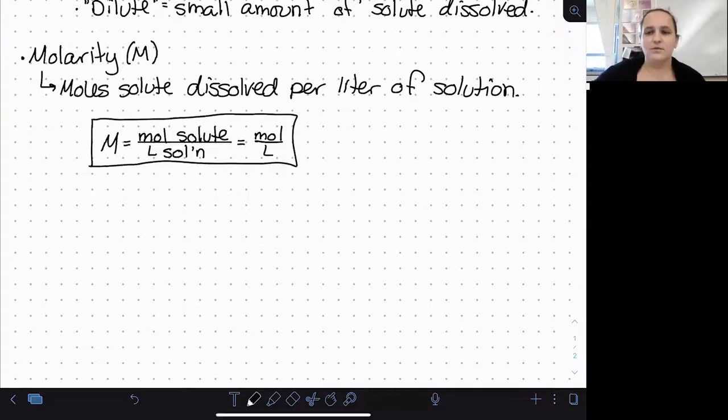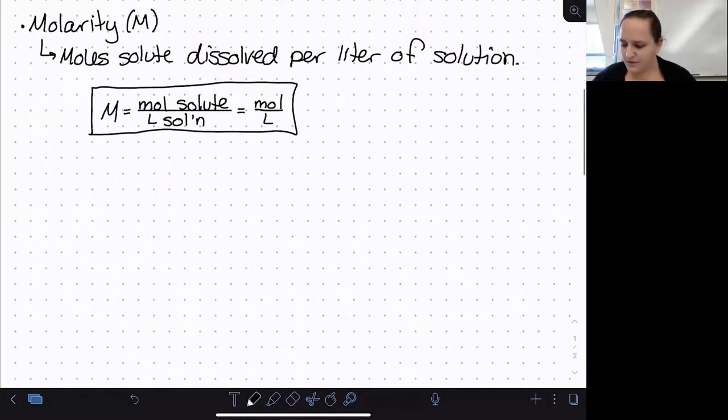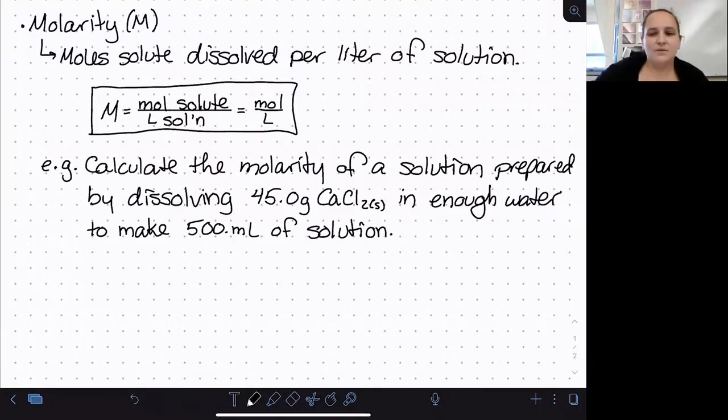And you're going to be using molarity for the rest of the semester, so get really comfy with it now because it is going to come into play in some way, shape, or form in literally every unit from here on out. So I just want to do one quick example of how we calculate a molarity. So we're going to calculate the molarity of a solution prepared by dissolving 45 grams of calcium chloride in enough water to make 500 milliliters of solution.